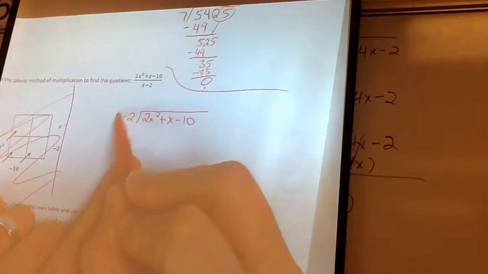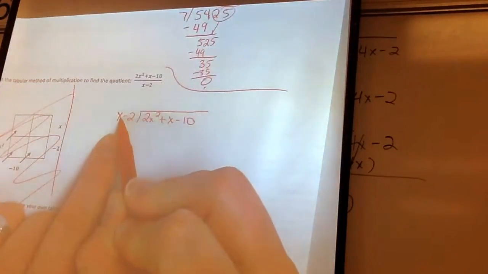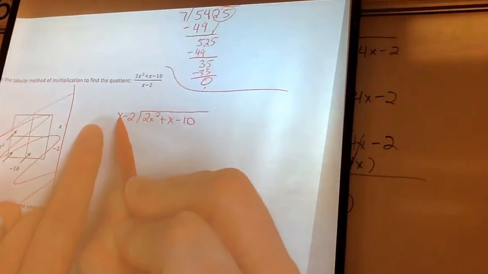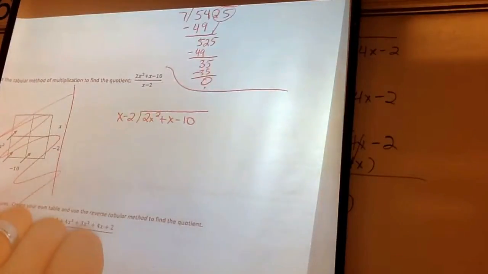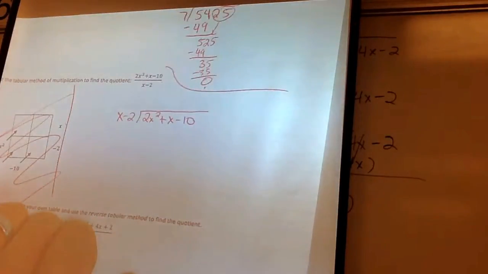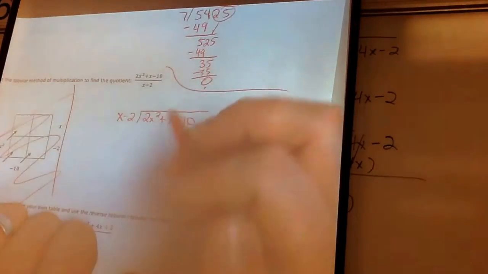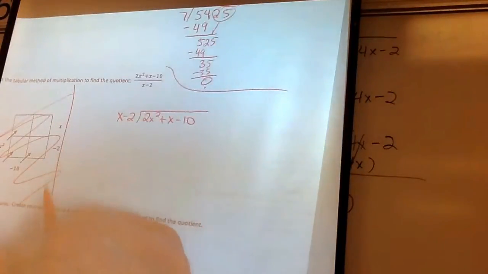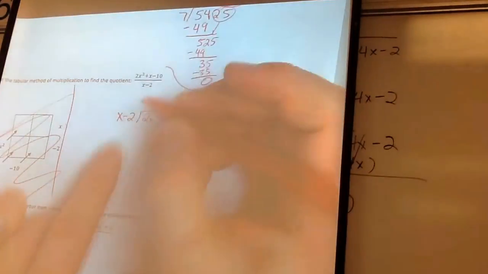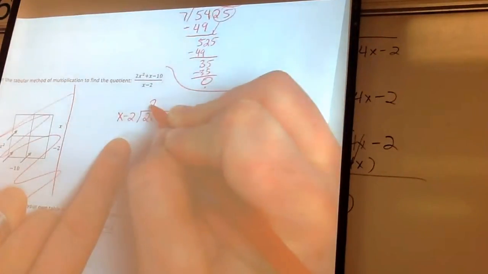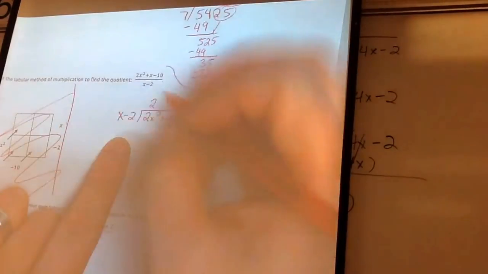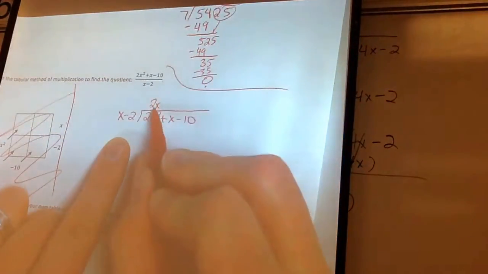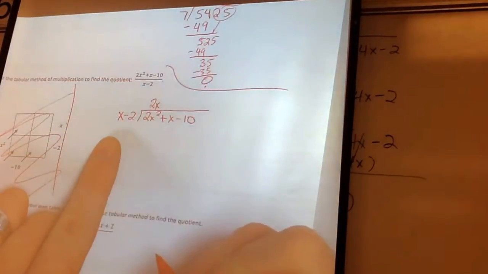We're going to take the first term of this one, so just this x, and we're going to think, x times what will give me 2x squared? It is a 2, but isn't 2 times x just 2x? So what do I need? 2x. 2x times x is 2x squared, right?